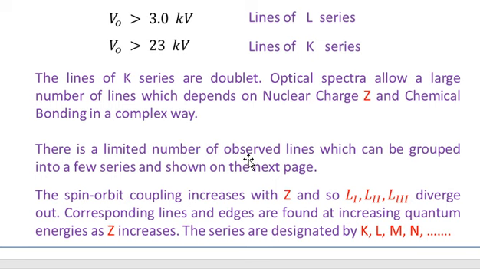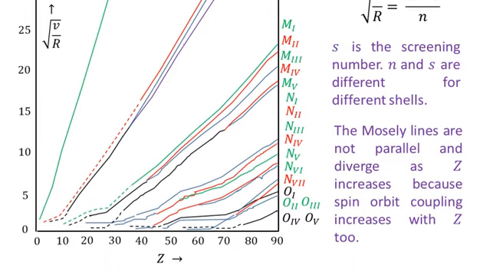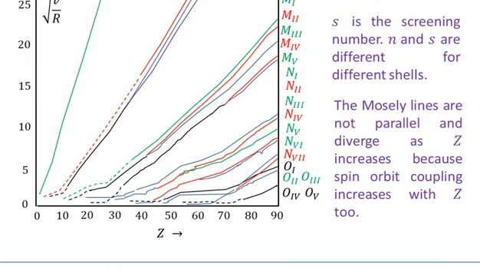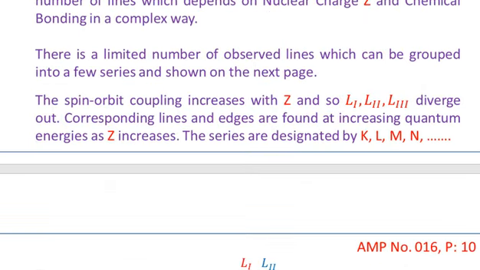There is a limited number of observed lines, which can be grouped into a few series, and this will be explained through a plot which I am going to show you on the next page. I am coming back to this page to explain this spectrum.